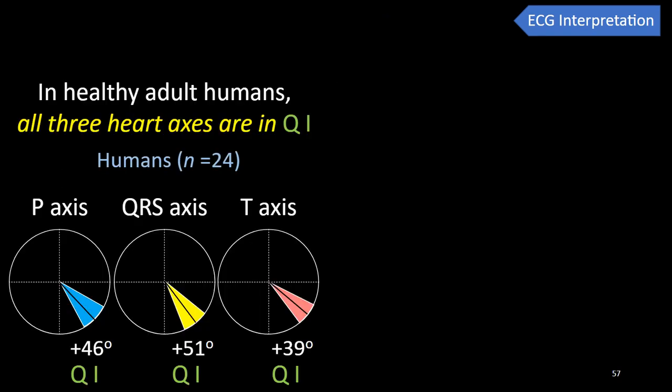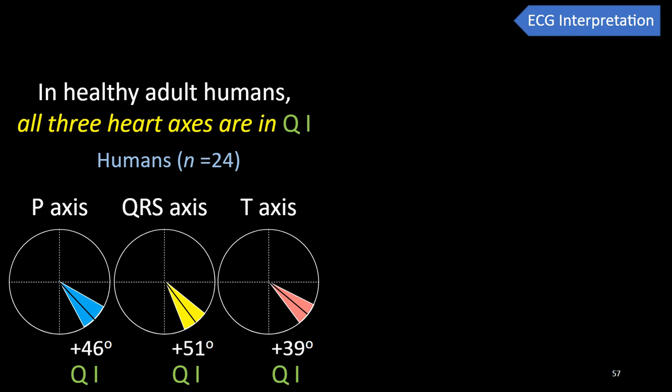So, from 24 normal adult human EKGs, we construct 24 Einthoven triangles and confirm that all three human heart axes aligned as expected in quadrant 1, consistent with extensive literature. Here, the colorful wedges represent the 95% confidence interval for each axis, and the black lines within them represent the means, also listed in white numbers.